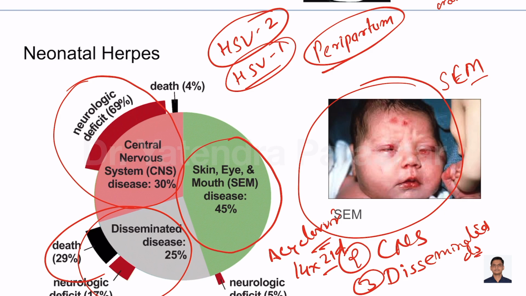Prevention can be done by avoiding the contact of the fetus, when it passes through the birth canal, with the genital lesions of the mother, which are caused by the herpes virus infection, and this can be done through delivering the newborn with the cesarean section.